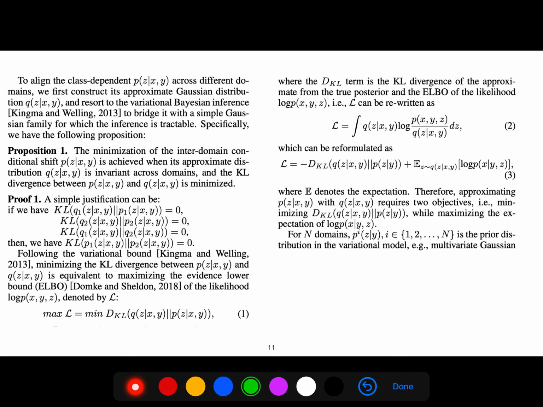So to align the class dependent across different domains, we first construct its approximate Gaussian distribution and resort to the variational Bayesian inference to bridge it with a simple Gaussian family for which the inference is tractable. So the proposition says the minimization of interdomain conditional shift is achieved when its approximate distribution is invariant across domains, and the KL divergence between P and Q is minimized.